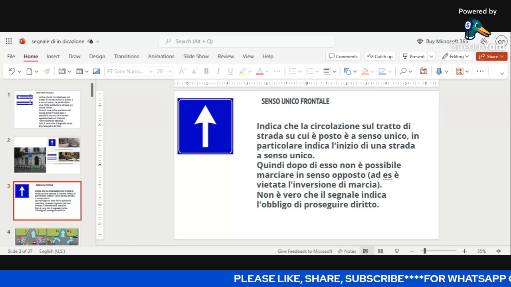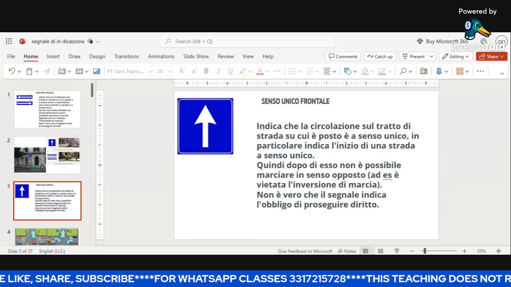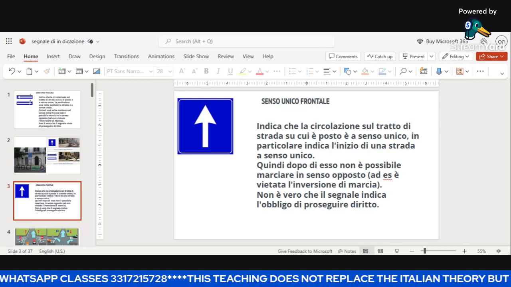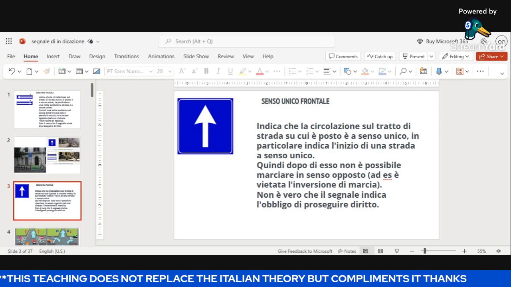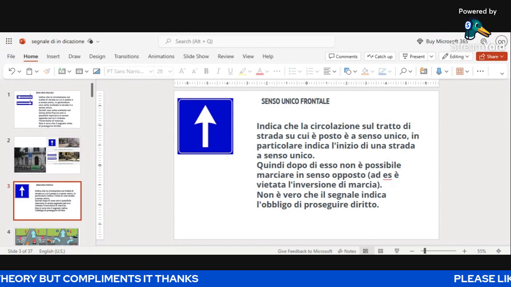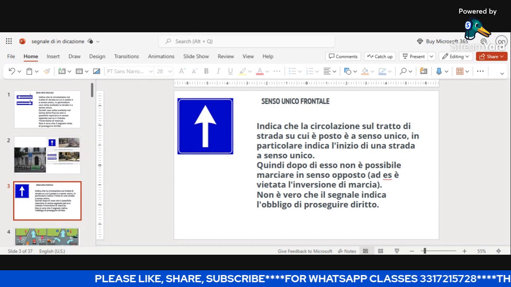This one is telling you if you keep going straight forward. If you follow immediately after the signal, keep going straight forward, it is a one-way road. That's just it. It indicates that the traffic on the stretch of road where it is placed is one-way. In particular, it indicates the beginning of a one-way road. It tells you that immediately after this sign, it is the beginning of a one-way road.